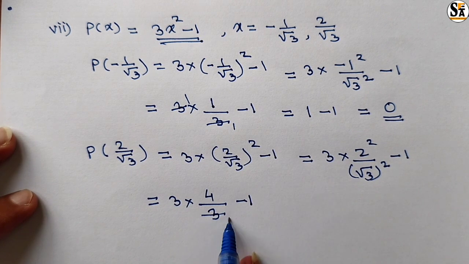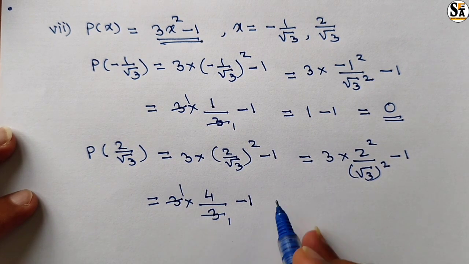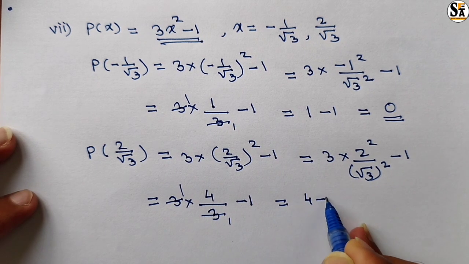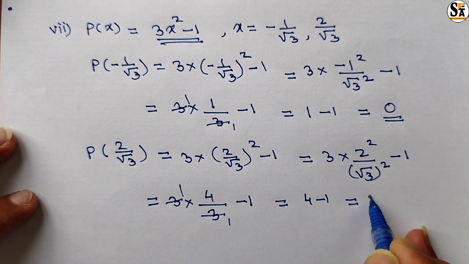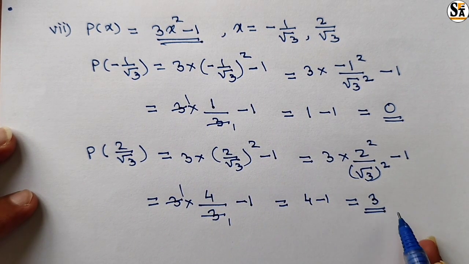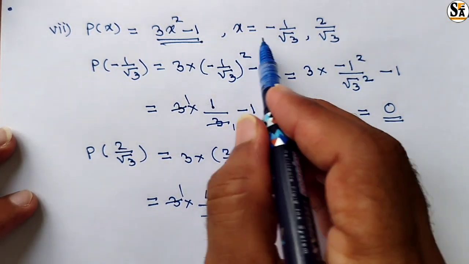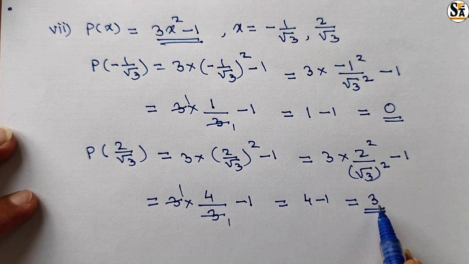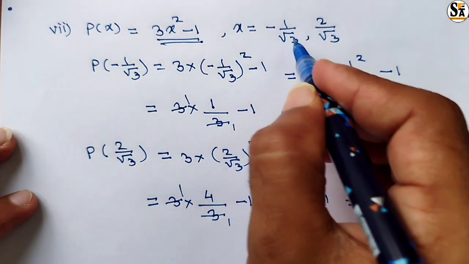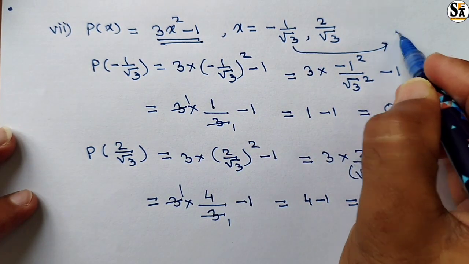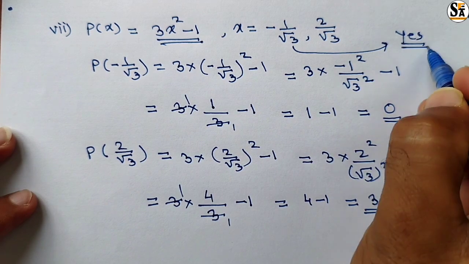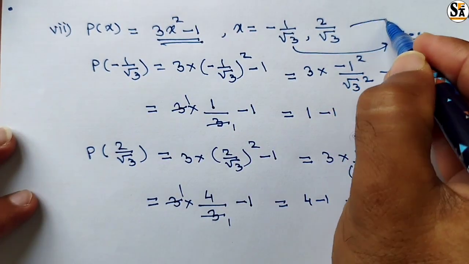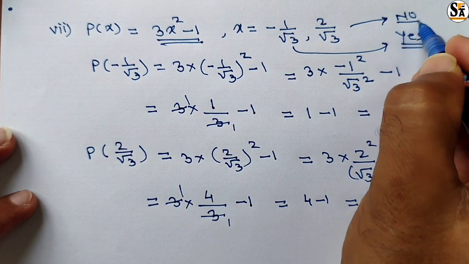Now this 3 will get cancelled here. We are getting 4 minus 1. Polynomial value will be plus 3. So for the value of x equal to 2 upon root 3, we are not getting the polynomial value as 0. So this is our answer. It is 0. It is 0 of the polynomial, but this is not a 0 of the polynomial.